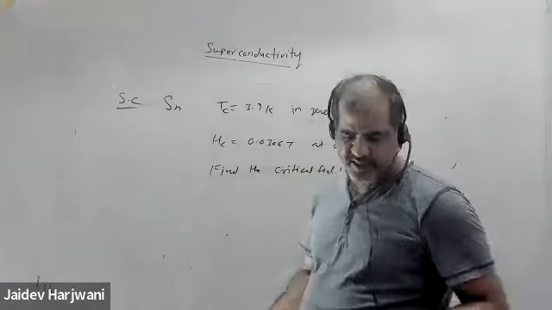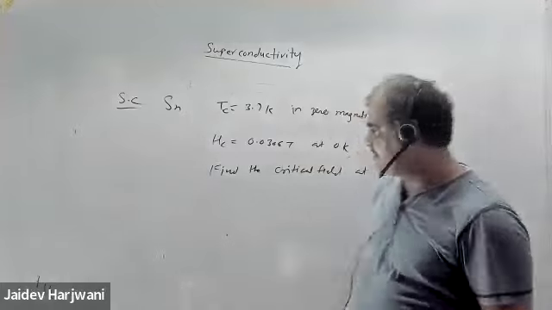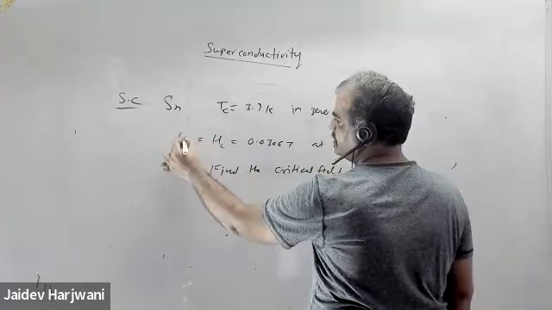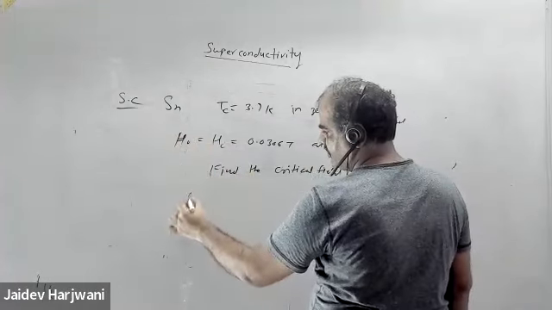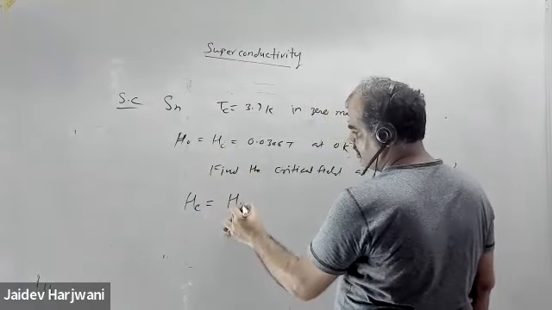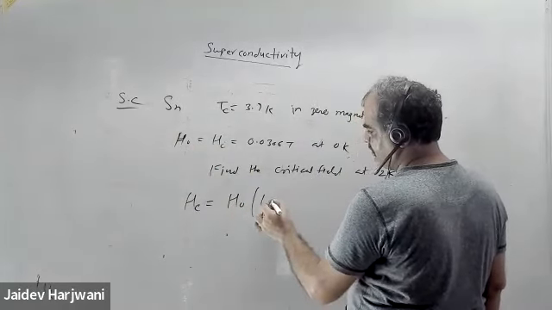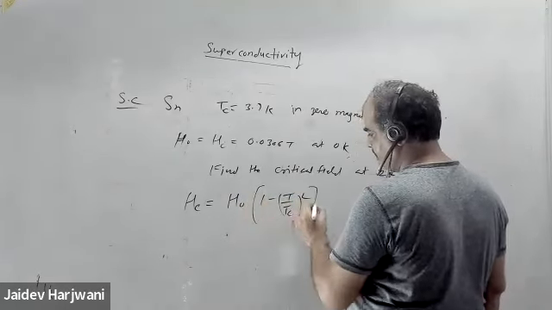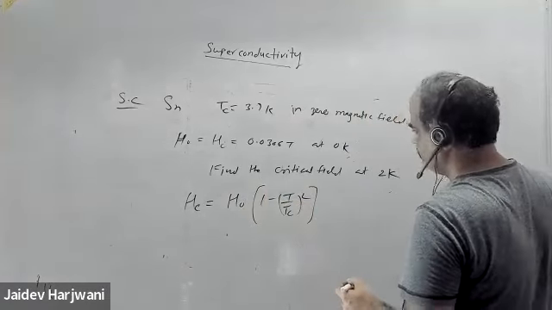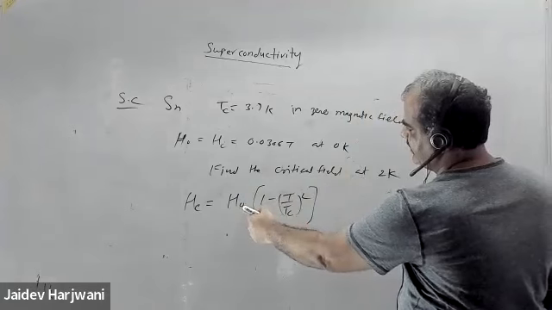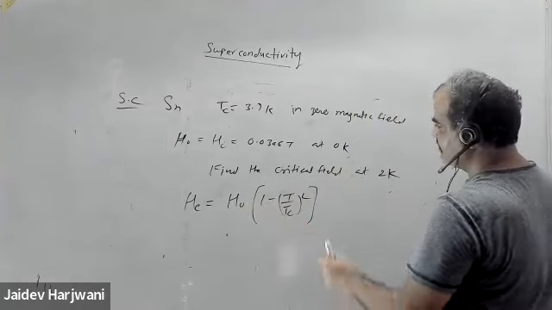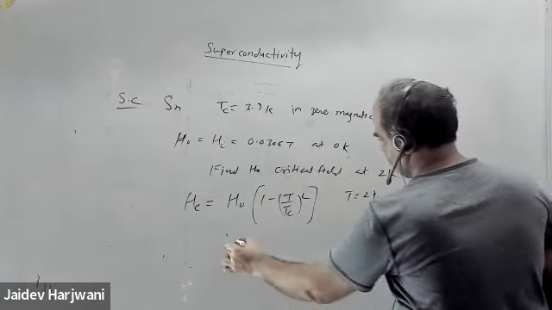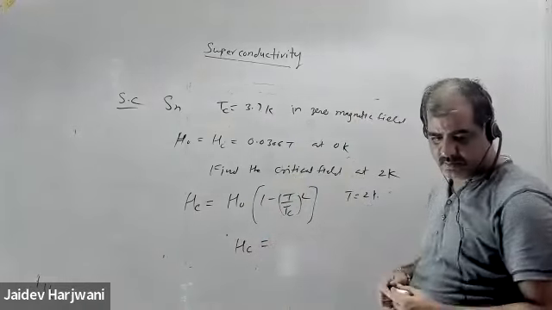तो आपको क्रिटिकल फील्ड 0 केल्विन पे दे रखा है. 0 केल्विन पे जो क्रिटिकल फील्ड होता है दैट इज इक्वल टू H नॉट. So we know the equation of critical field. This is HC equals H naught times 1 minus T upon TC का स्क्वायर. ये तो इक्वेशन है. H नॉट is given and TC also given. So at T is equal to 2 Kelvin, you need to calculate the HC. बताओ कितना आ रहा है?